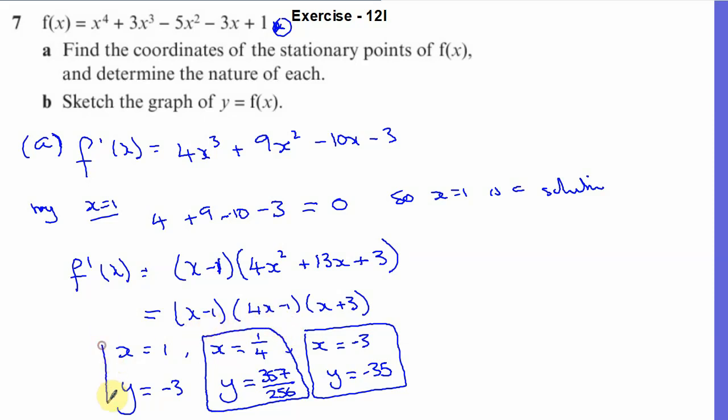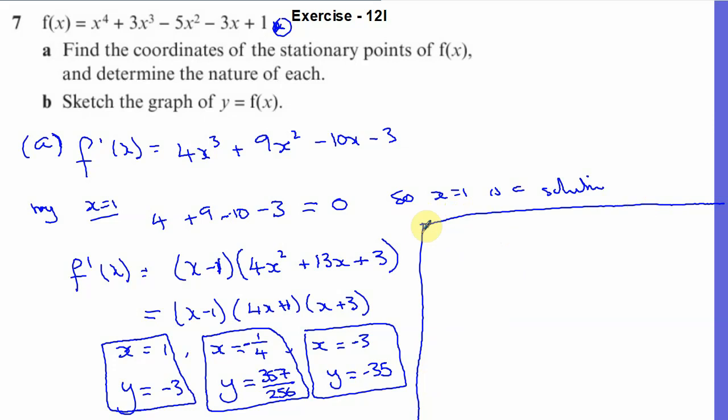I now need to determine the nature of these. You can do that by checking just either side. So I could check for this one 0.9 and 1.1 and see how my gradients go. I could check just past a quarter of this. Sorry, here my factorization would be positive 1 there. And so this would turn into a negative a quarter. I could check things just either side. What I'm actually going to do, because I've got 3 of them to do and I don't want to do 6 different things, I'm going to find my second derivative.